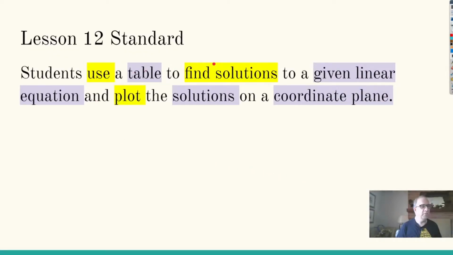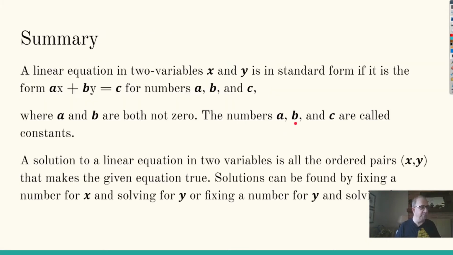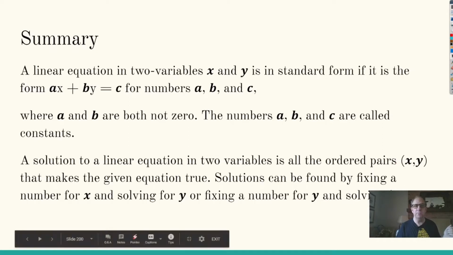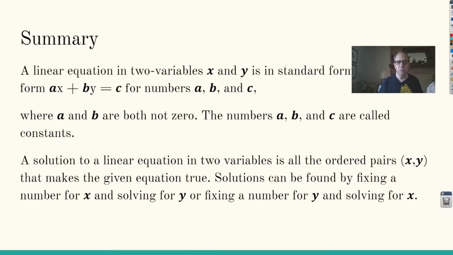Use a table to find solutions to a given linear equation and plot the solutions on a coordinate plane. So we're going to create a table and then plot them, so we're going to graph them, okay? A linear equation in two variables is in the standard form when it's in ax plus by equals c for numbers a, b, and c, and a and b are not 0, okay? The numbers a, b, and c are called constants, and the solution to a linear equation in two variables is all the ordered pairs x and y that make a given equation true, all right?